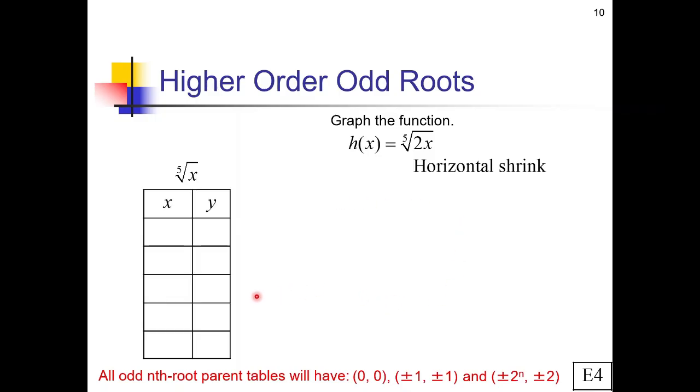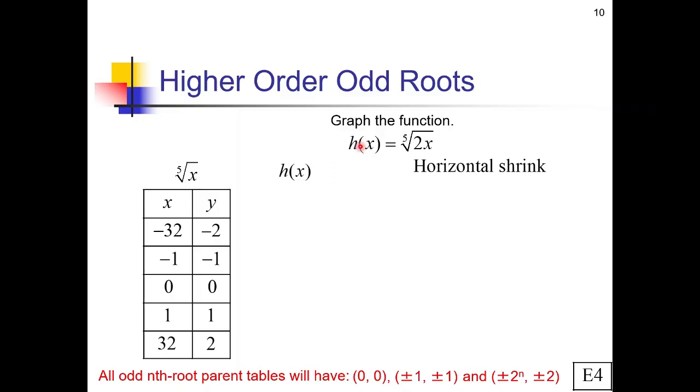All right, so here's our parent table. 2 to the n in this case means 2 to the fifth. So that's going to be 32, and the first one's going to be negative 32. Fifth root of that is just negative 2. Then we have negative 1, 0, 0, 1, 1, and positive 32, comma 2.